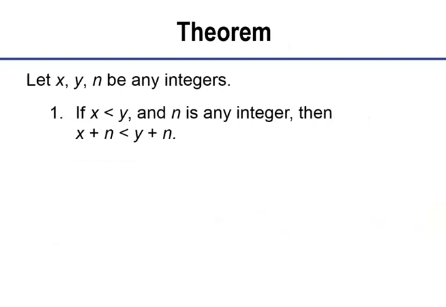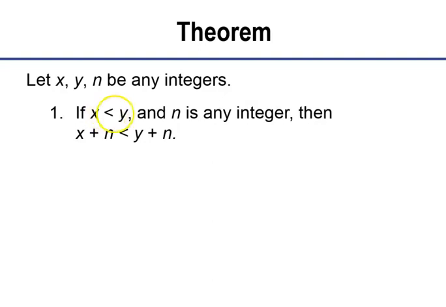Now we have a theorem. This is in 3 parts. So let x, y, and n be any integers, so 3 different integers. If x is less than y and n is any integer, then x plus n is less than y plus n. In other words, we're allowed to add n to both sides of this inequality.